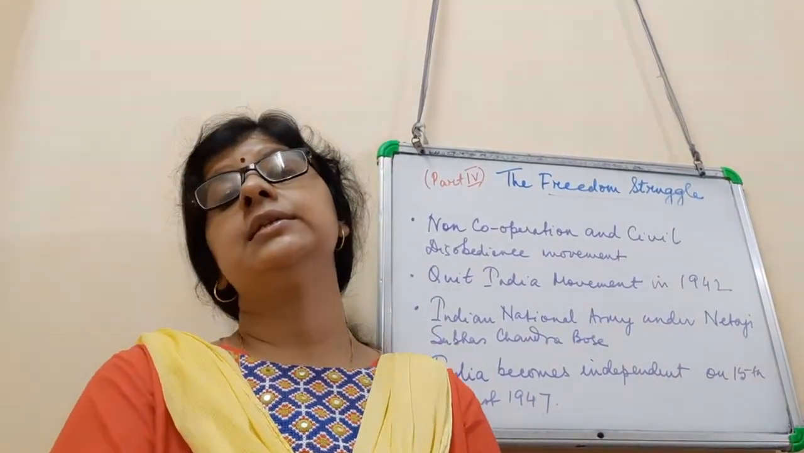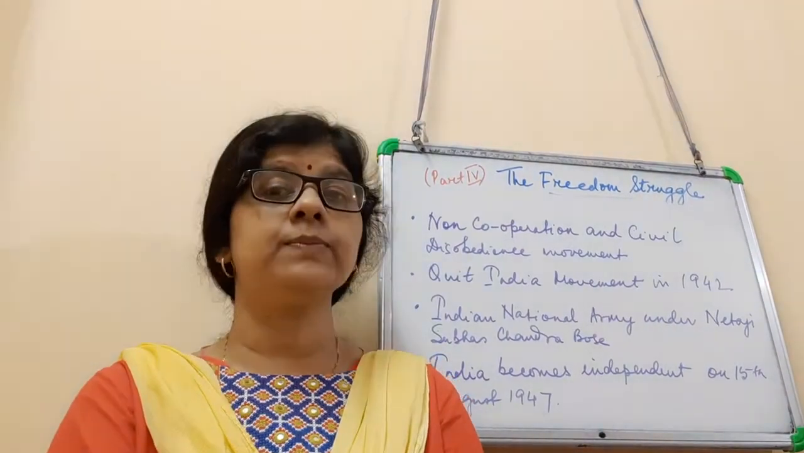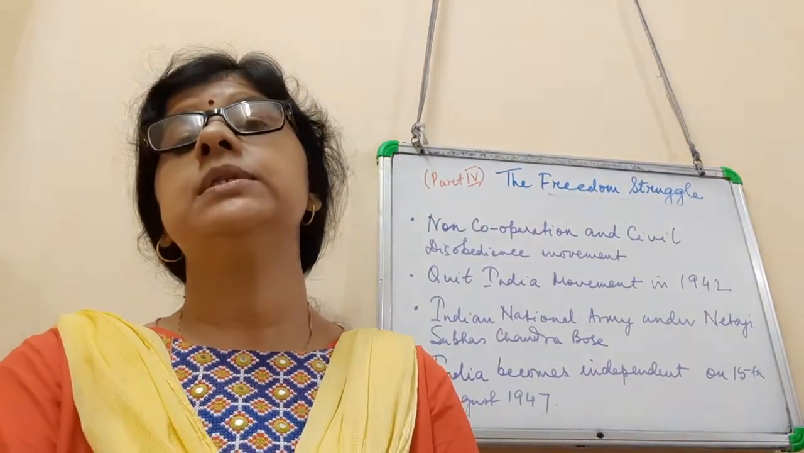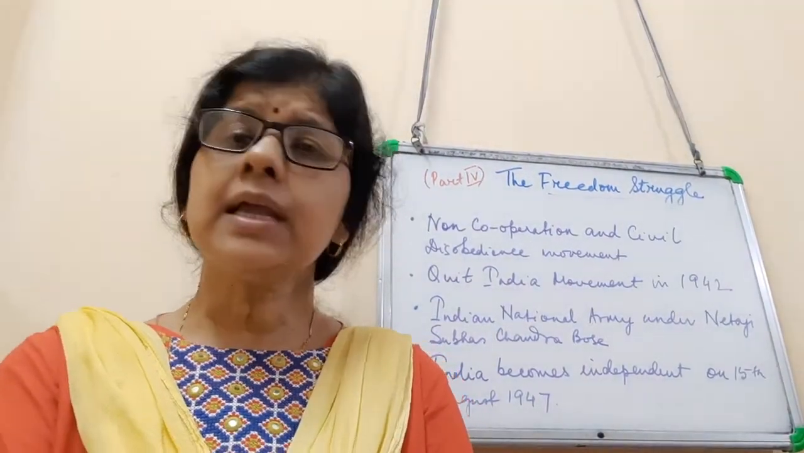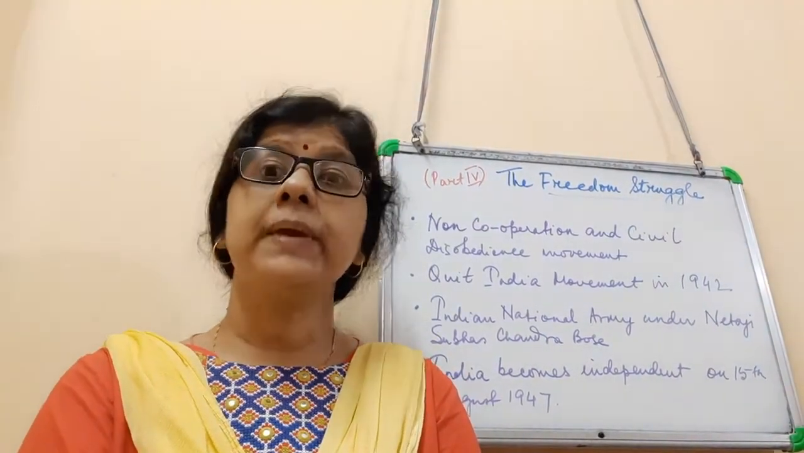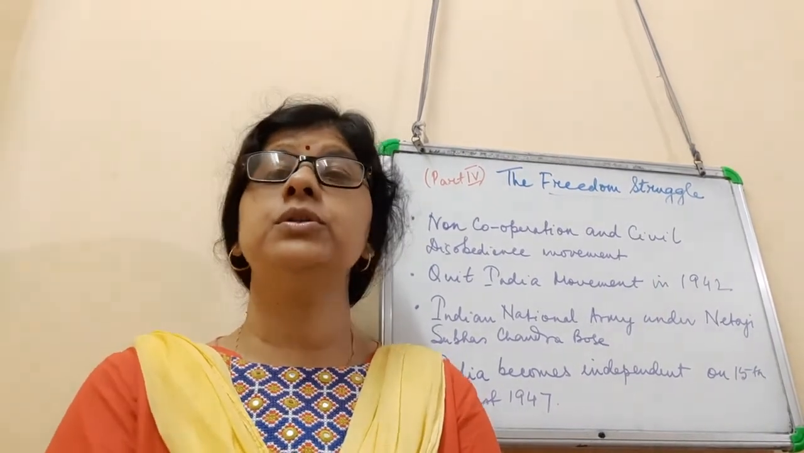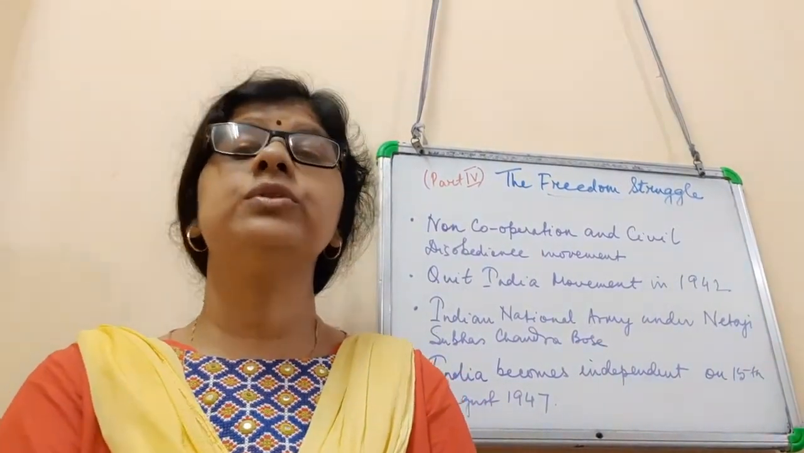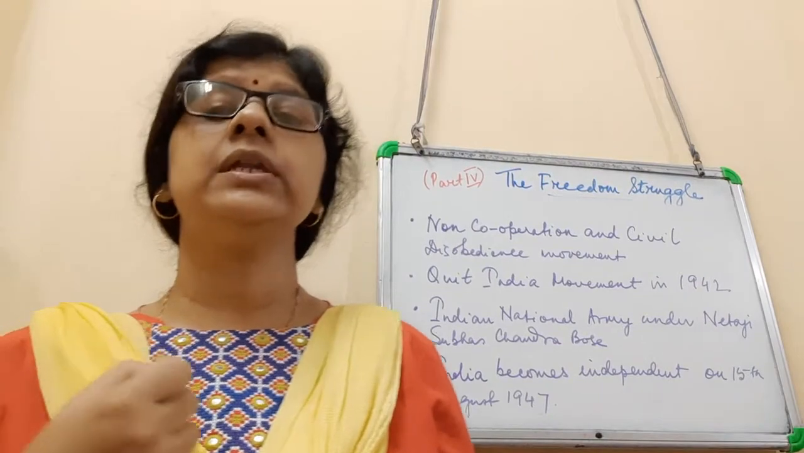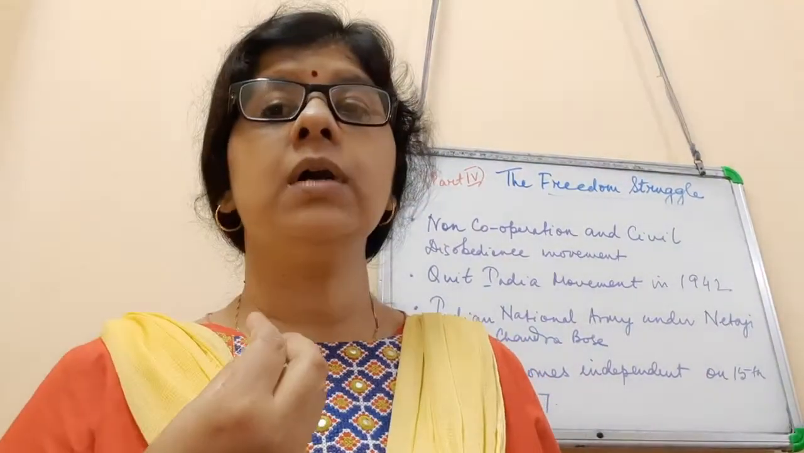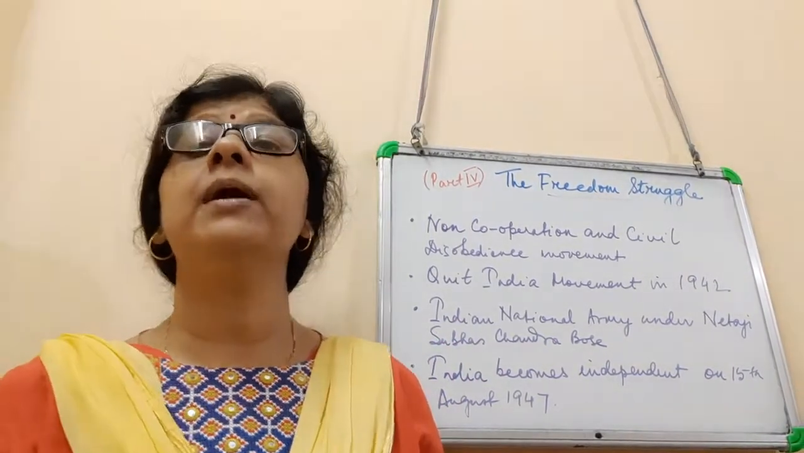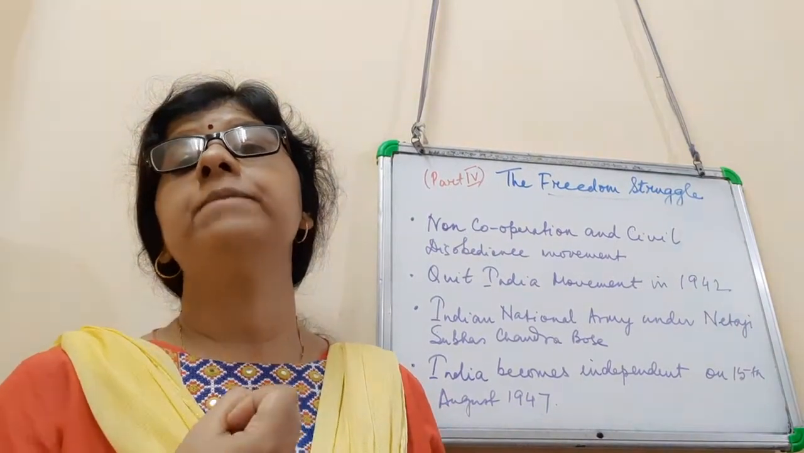Then we have seen the revolutionary leaders who used violent methods, the formation of the Muslim League for the benefit of the Muslims, then the leadership of Gandhiji, his satyagraha, which is based on the policy of truth and non-violence, and how he realized that it was very necessary to arouse this feeling of patriotism among the common masses to gain freedom.